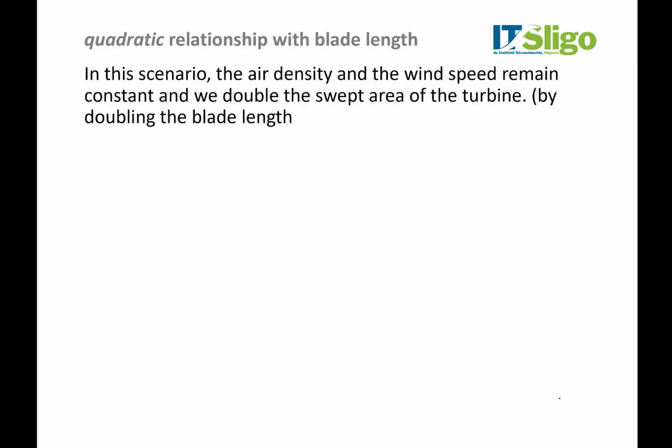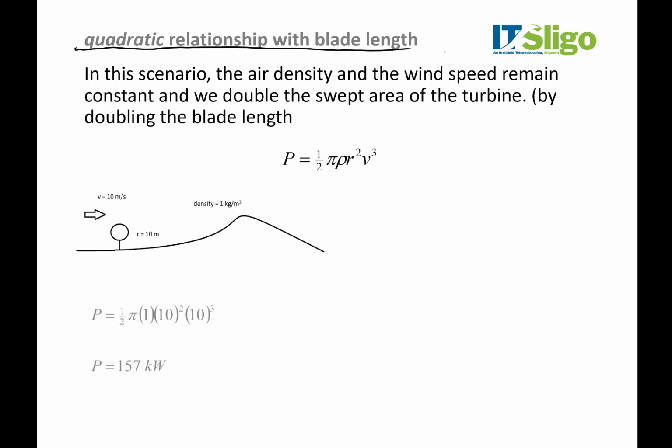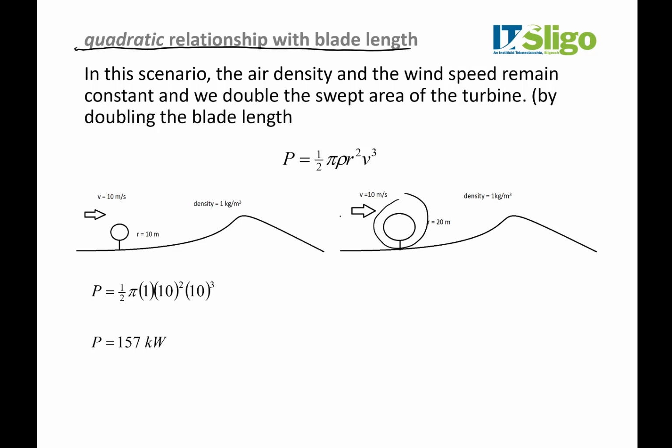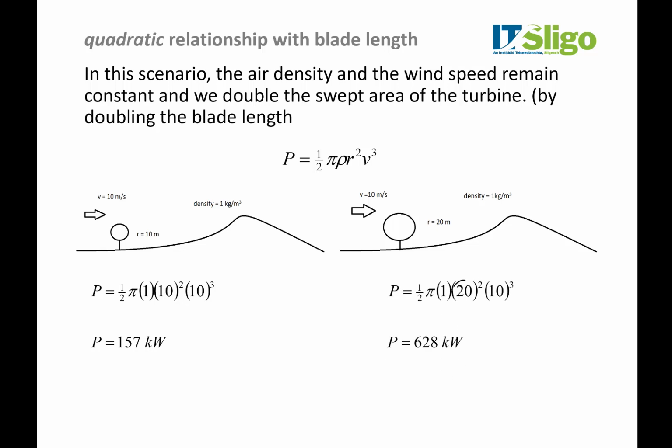In the next scenario, we're going to change the blade length. We're going to change R, which has a quadratic relationship with power. So the blade length and power have a quadratic relationship. Same equation. The first scenario is the same as it was on the previous slide, but now I'm going to make the turbine bigger. So I've doubled the radius. We've 20 meters instead of 10. But now we can see there's 4 times the power being generated, and that's because of this quadratic relationship here.